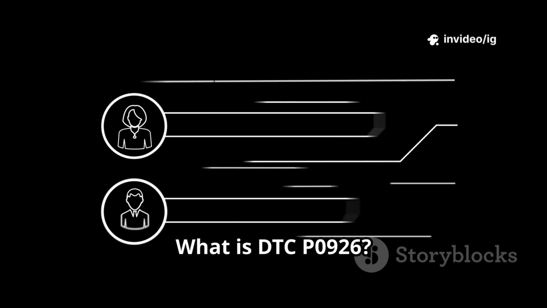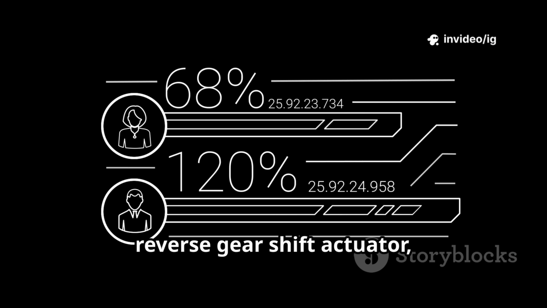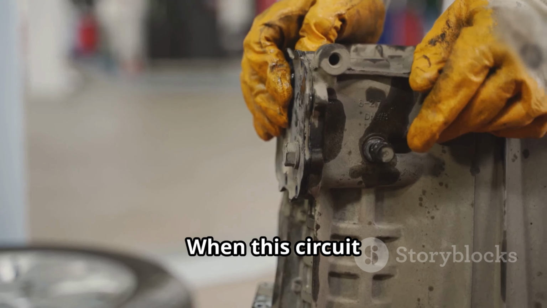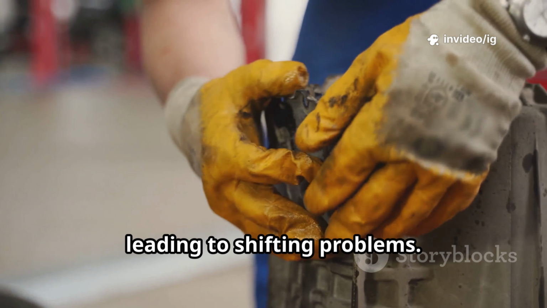What is DTC-P0926? DTC-P0926 is related to the reverse gear shift actuator, which controls how your car engages reverse. When this circuit has low voltage, the actuator may not function correctly, leading to shifting problems.